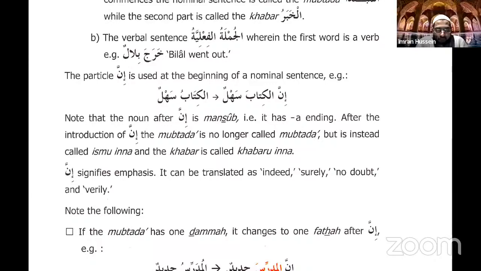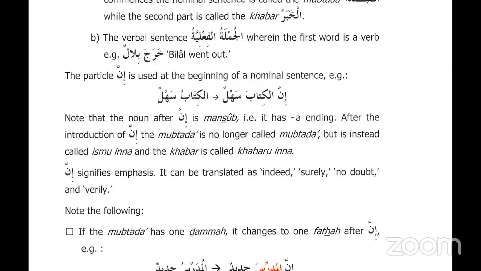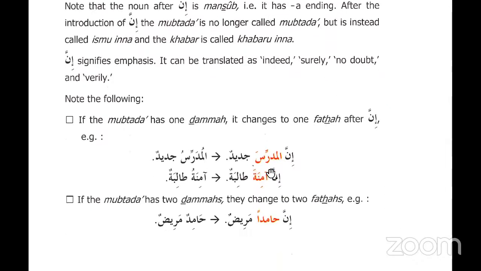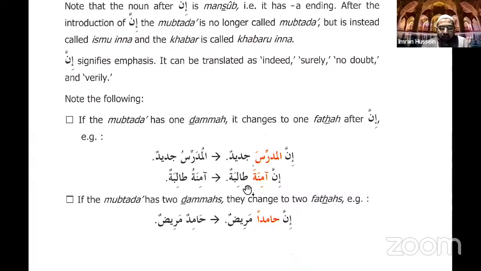So inna signifies emphasis. It can be translated as indeed, surely, no doubt, and verily. Note the following: if the mubtada has one dhamma, it changes to one fatha after inna. For example, al-mudarrasu jadidun would be innal mudarrasa jadidun, and Aminatun talibatun would be inna Aminata talibatun.